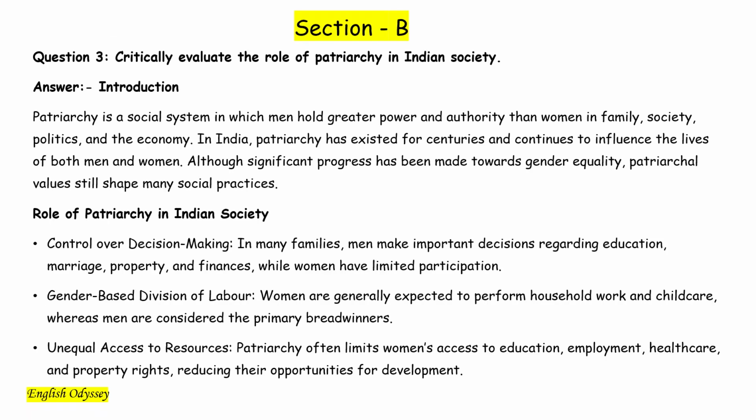Okay. So we have completed section A. Now it's time to start section B. In this section, we will cover questions 3, 4 and 5. Let's start with question number 3. This question is about patriarchy in Indian society. Here you need to explain what patriarchy means and how it influences different aspects of society such as family, education, employment and decision making.